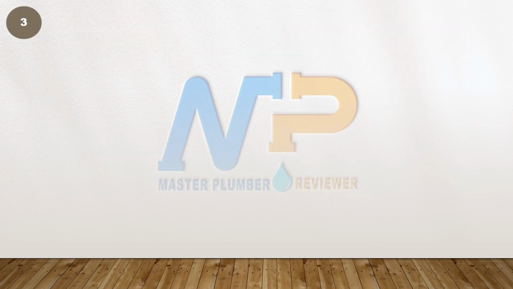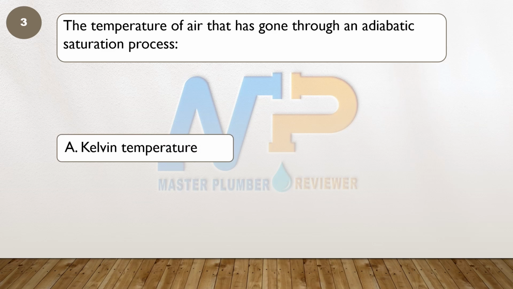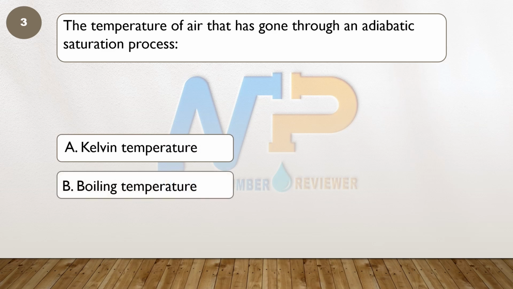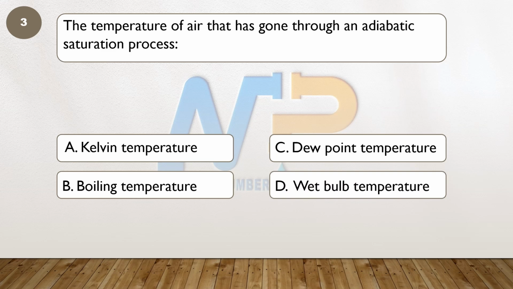Number 3. The temperature of air that has gone through an adiabatic saturation process. A. Kelvin temperature, B. Boiling temperature, C. Dew point temperature, D. Wet bulb temperature. The answer: it's D. Wet bulb temperature.